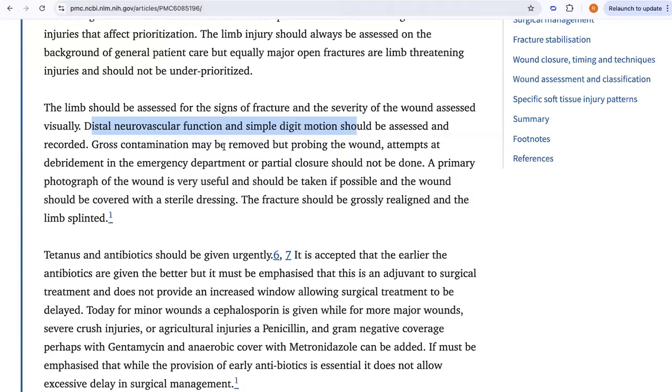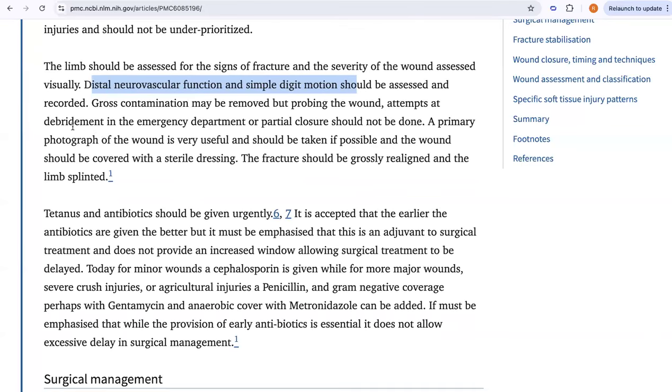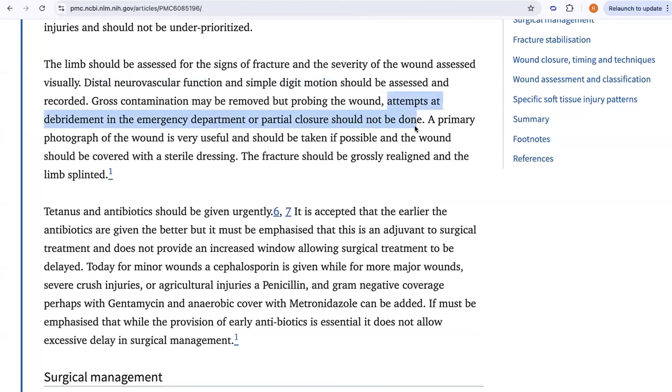So remember, you can't just poke a patient's wound without giving them proper analgesics or anesthesia. In Australia, it doesn't work like that. Gross contamination you can remove, as that is not going to cause any pain. Anything that causes pain, you can't do without proper anesthesia. If you need to, take the patient to theater, put the patient under sleep, and then do a good removal of all the dirt. You're not going to put the patient in pain. So gross contamination can be removed, but attempts at debridement should not be done. You can't just debride the wound in an emergency department.